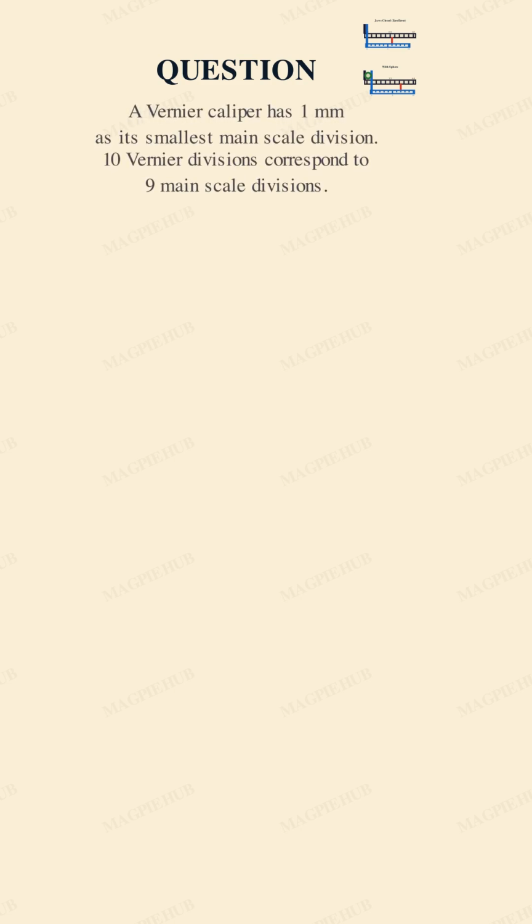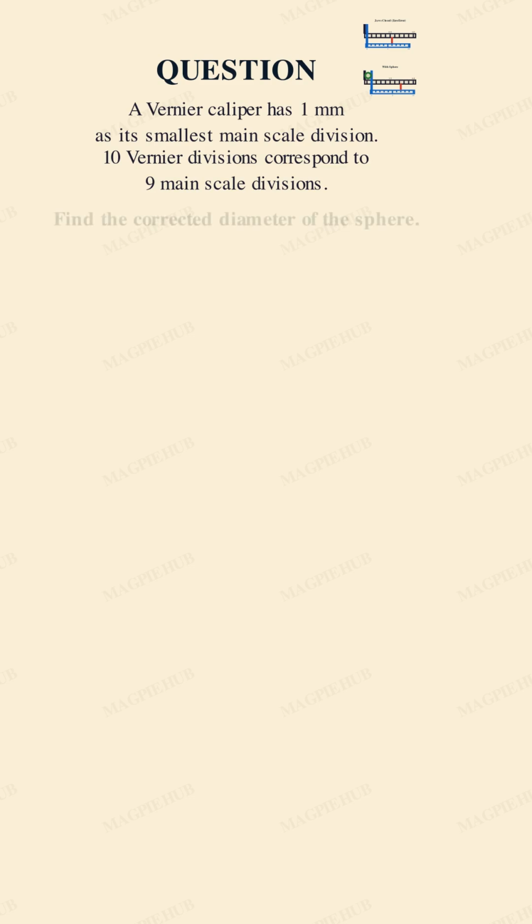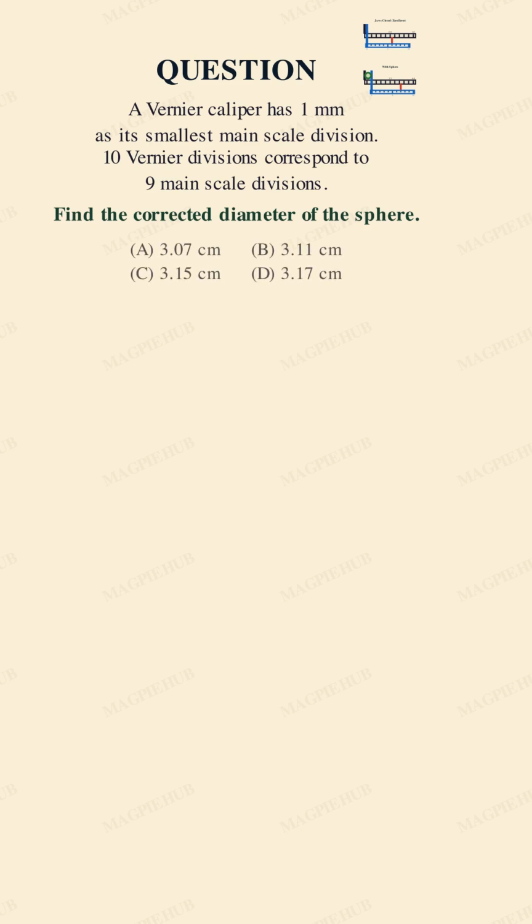The question states, a vernier caliper has 1 mm as its smallest main scale division. 10 vernier divisions correspond to 9 main scale divisions. From the left figure showing jaws closed, and the right figure with the sphere, find the corrected diameter of the sphere. The options are option A, 3.07 centimeters, option B, 3.11 centimeters, option C, 3.15 centimeters, option D, 3.17 centimeters.